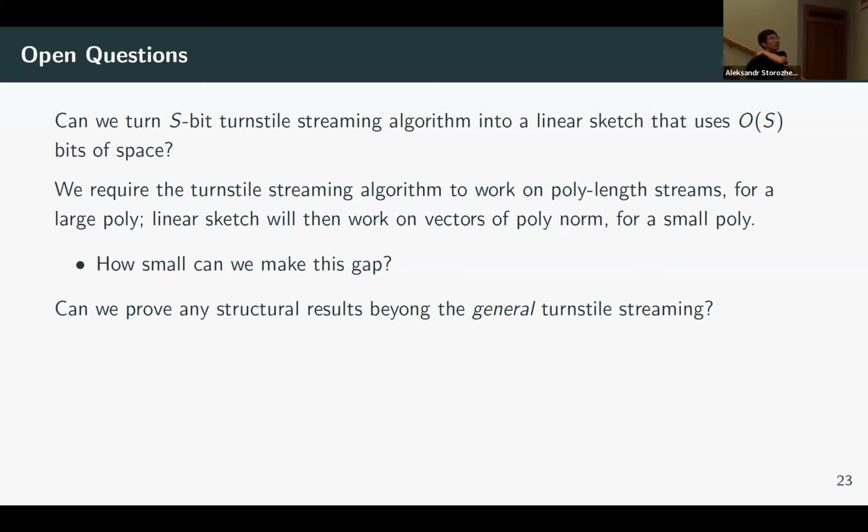And one general question is that, okay, this is for general turnstile streaming. Can we prove any other structural results beyond this? Okay.